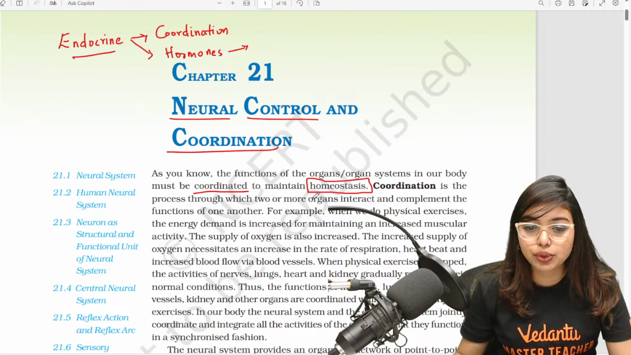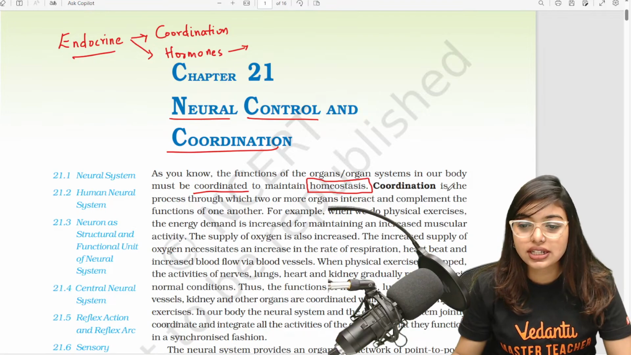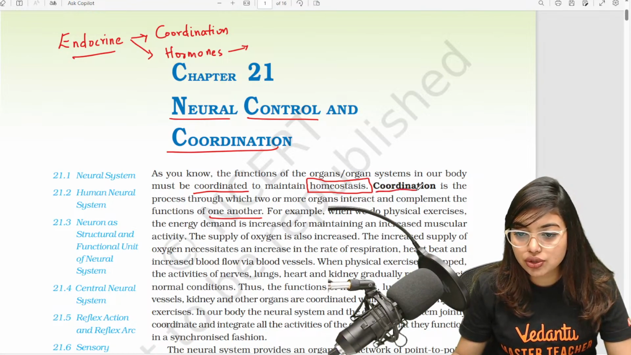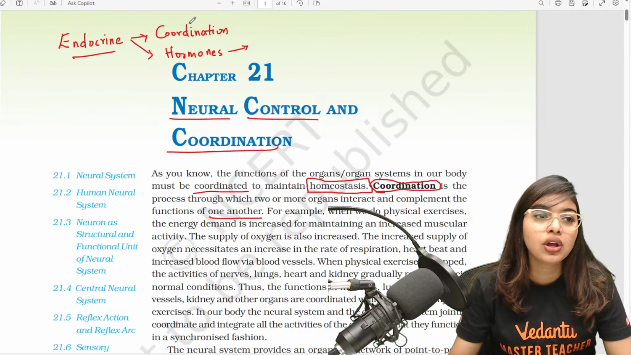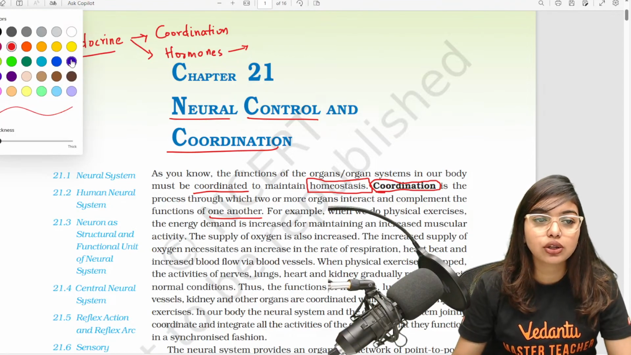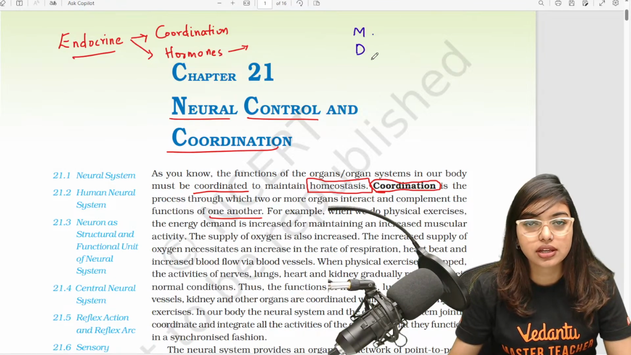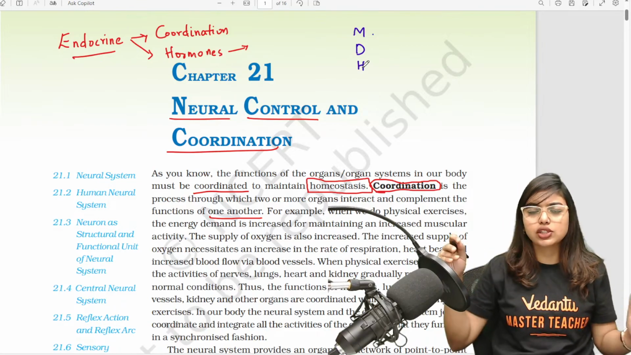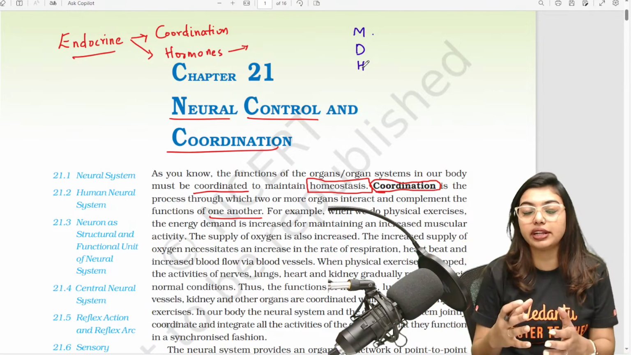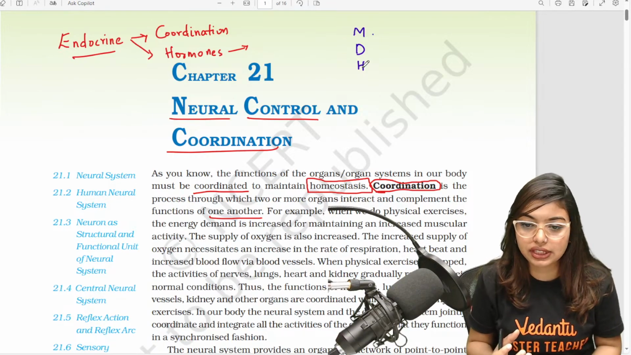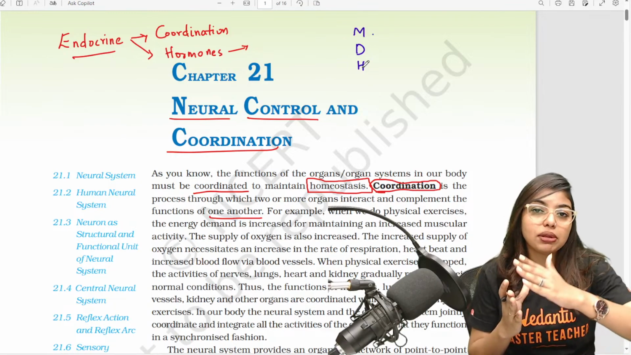Coordination is a process through which two or more organs interact and complement the functions of one another. So coordination means what, students? Now imagine I am running a fashion show, and in that fashion show I will make sure that all my models are ready. Yes or no? So that will be the first step. Then I will make sure that all the dresses are ready, the hairdresser, whatsoever. So many people are behind it, and all of them are ready. Why? Because everything has to get coordinated. Everyone should interact with each other, and one should complement the function of another.